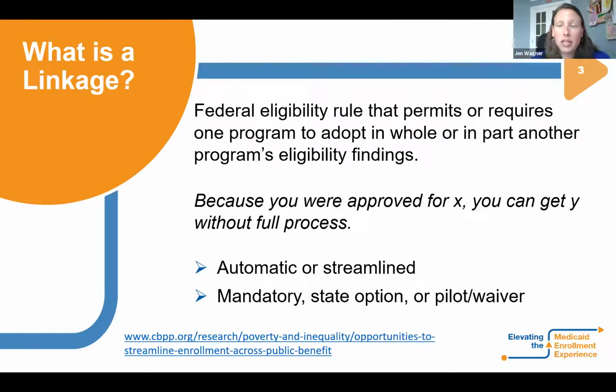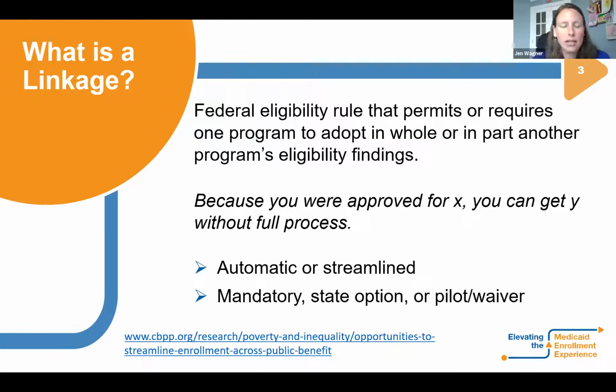Now, these connections could be automatic. It could be because you got one, a second comes with it automatically. Or it could be streamlined because you are approved for one process, you're also income eligible or otherwise eligible for a program, but you still have to select a plan or do something else to actually achieve that benefit. These linkages also could be mandatory. All states are required to do it. It could be a state option where the state gets to elect to do it or not. Or it could be a little more of an innovative practice, a pilot or a waiver that is being tested out in some states.